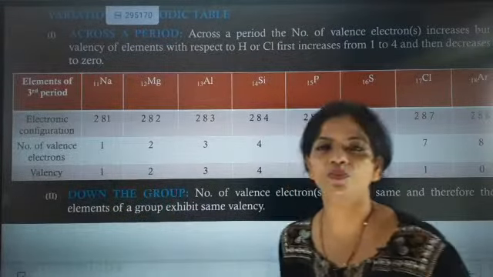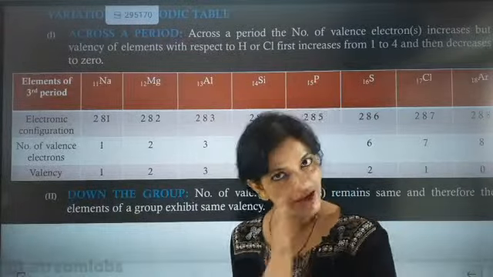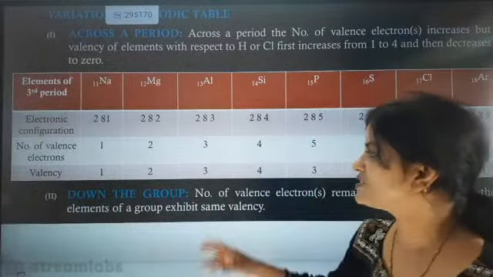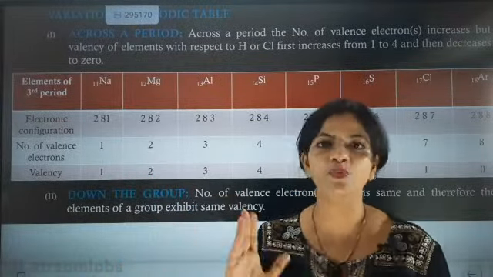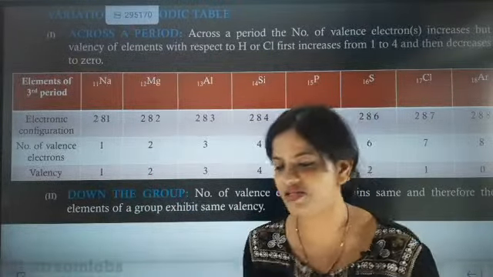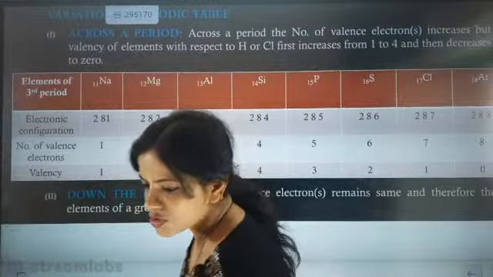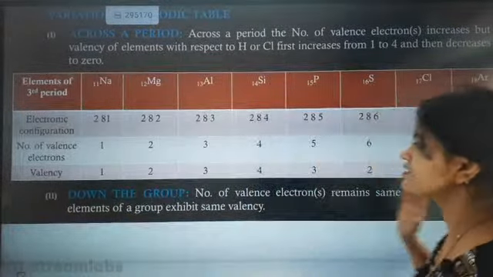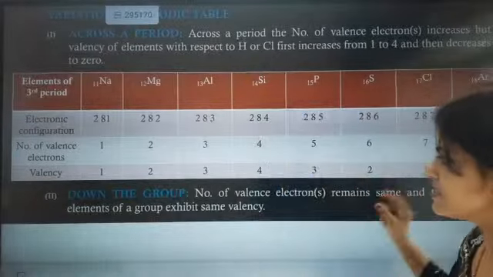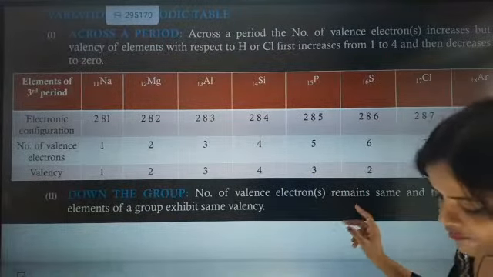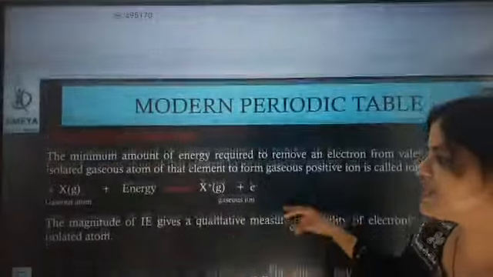Now down the group, you have to understand that the valency of a group remains the same. Each group has the same valency: group 1 valency 1, group 2 valency 2, group 3 valency 3. Good evening, Priyanshu, beta. So valency remains the same. You have to remember this point, and it will exhibit the same valency.